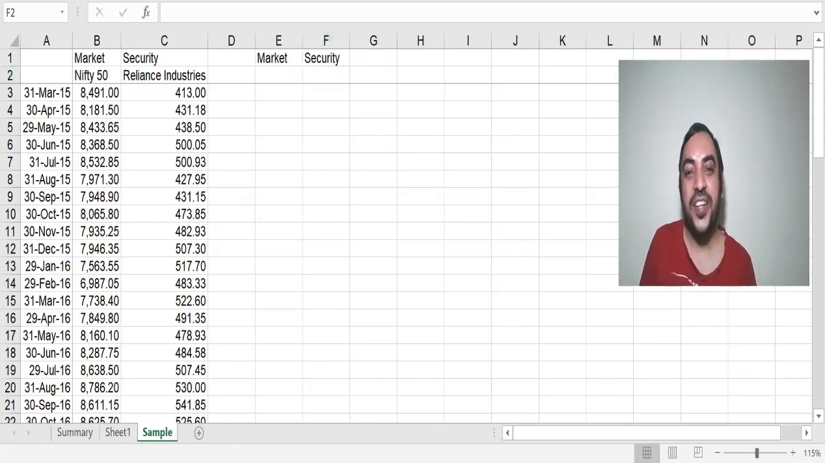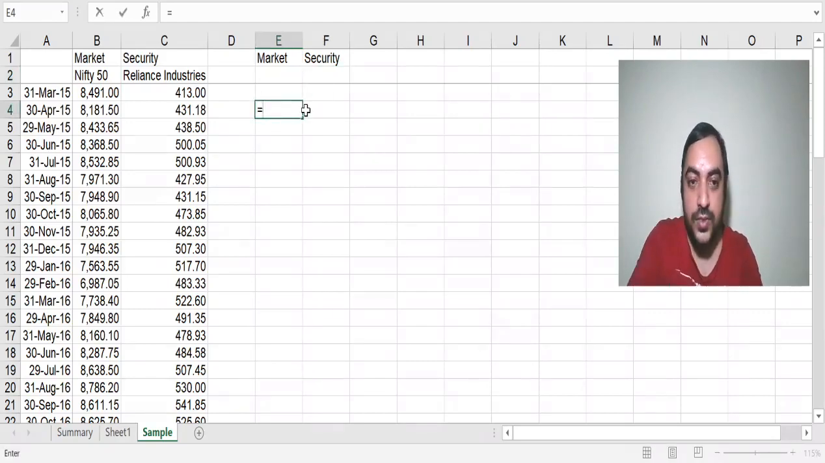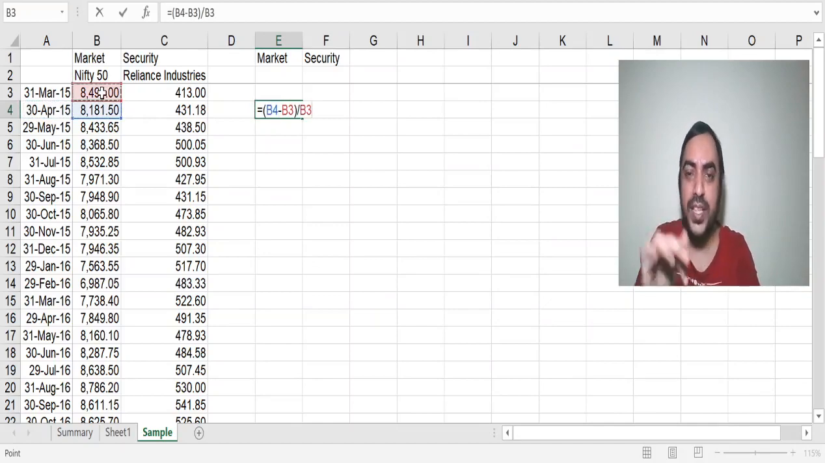Do you know, my dear friends, how you compute return? Current price minus previous price divided by previous price, minus 1. Let me do that now here. I can easily give the Excel formula. So for the market, current price minus previous price divided by previous price. So B4 minus B3 by B3: current price minus previous price divided by previous price.